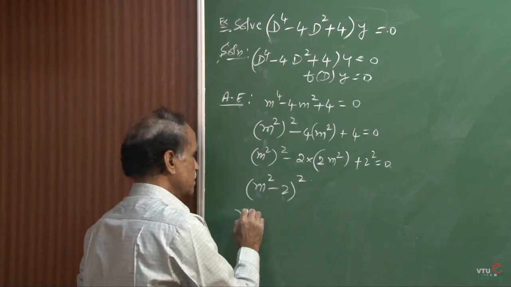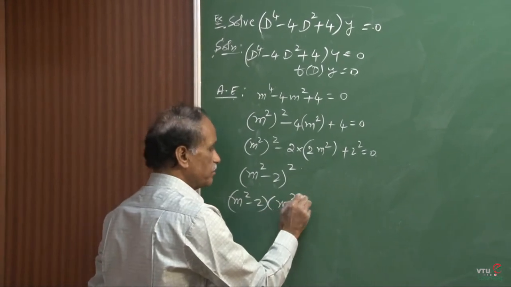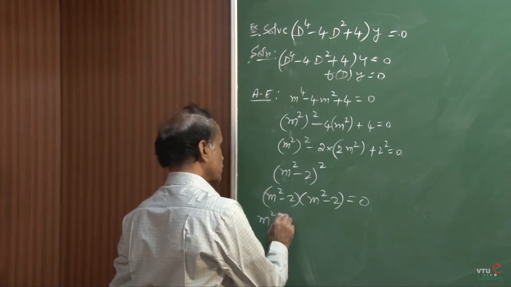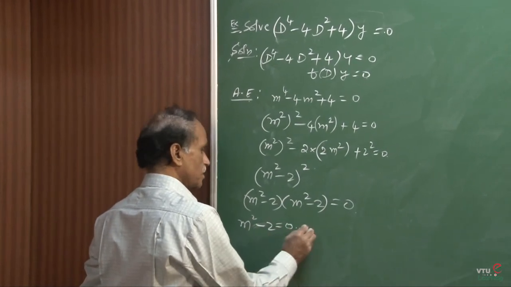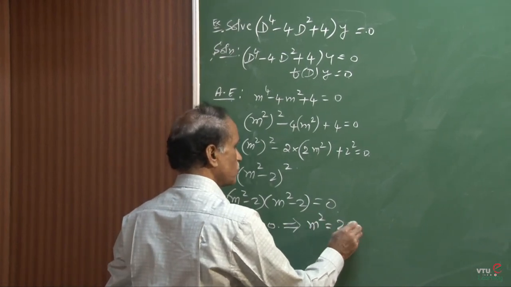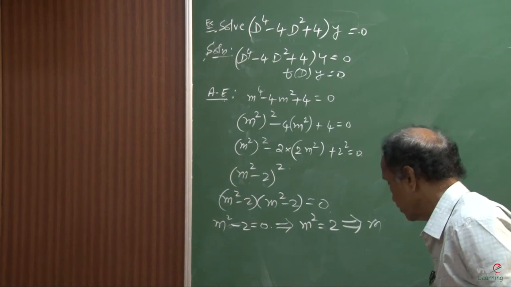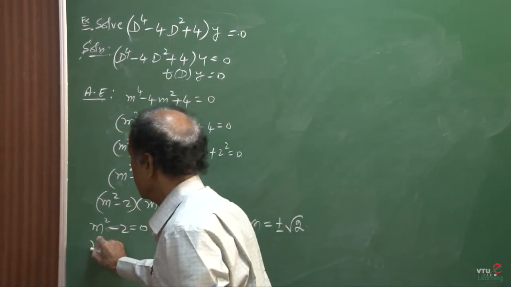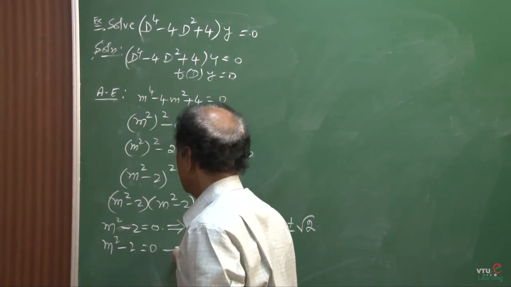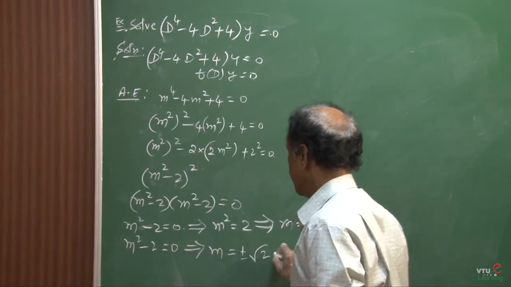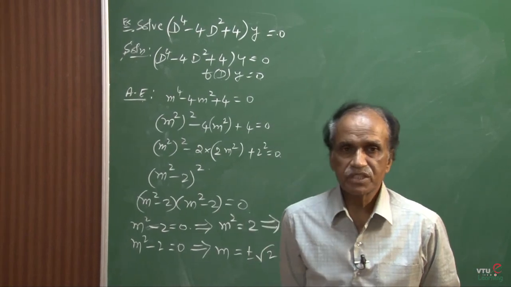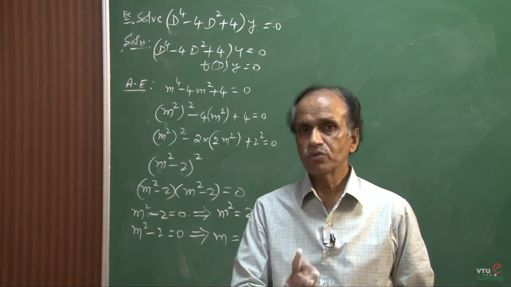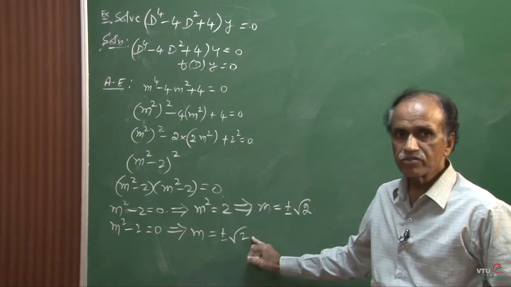Therefore, you will get two factors, (m square minus 2) into (m square minus 2), equal to 0. Then, comparing each factor, m square minus 2 is equal to 0 implies m square is equal to 2, which implies m is equal to plus or minus square root of 2. The other factor, m square minus 2 equal to 0, also gives m equal to plus or minus root 2. Therefore, plus root 2 is repeated once and minus root 2 is repeated once. This is the case of repeated roots.